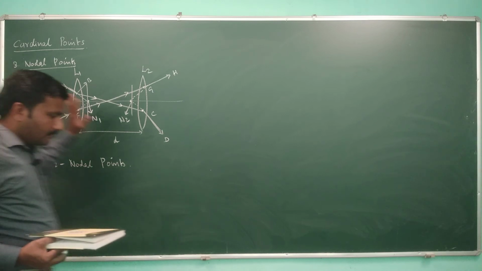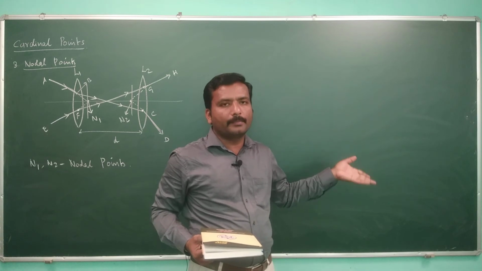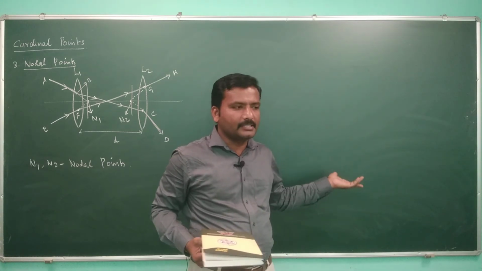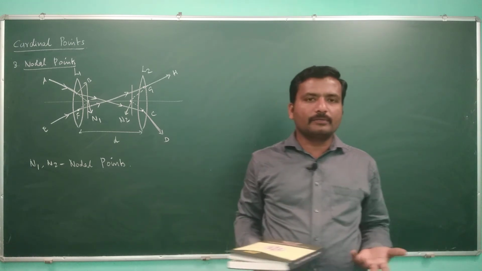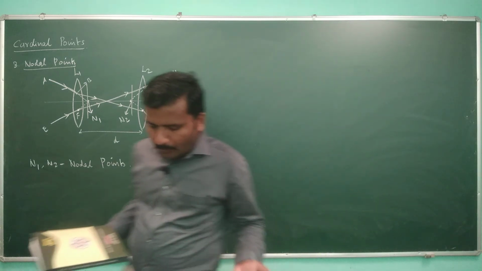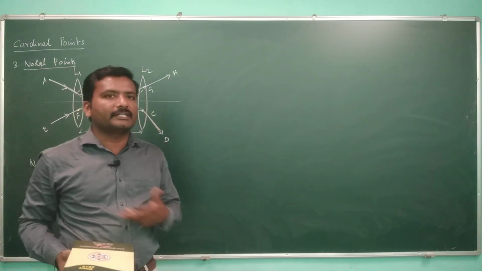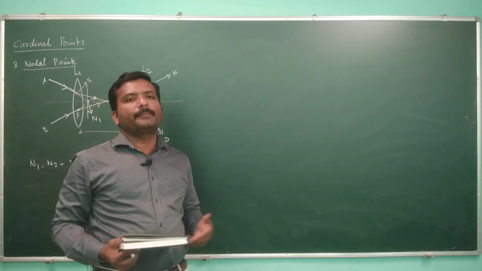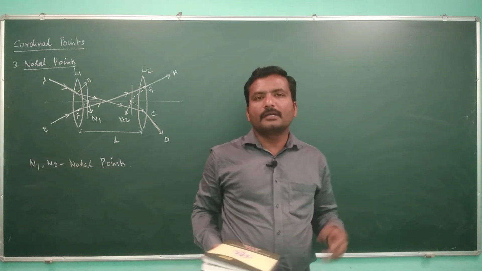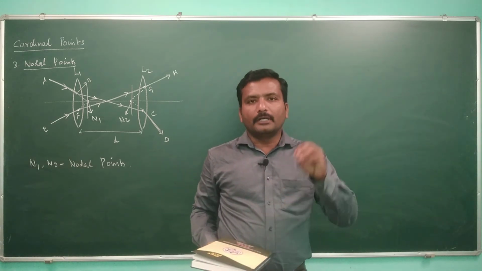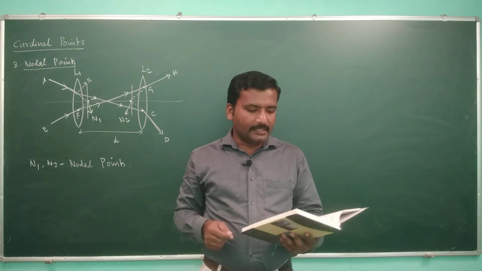So these 3 sets of points, 2 focal points, 2 principal points, and 2 nodal points, and the corresponding 3 sets of planes, are called cardinal points and cardinal planes of an optical system. These are the points from which we can calculate certain distances that determine the image forming properties. And as we said earlier, these are intrinsic properties of an optical system, which play a vital role in the formation of the image for that particular optical system.